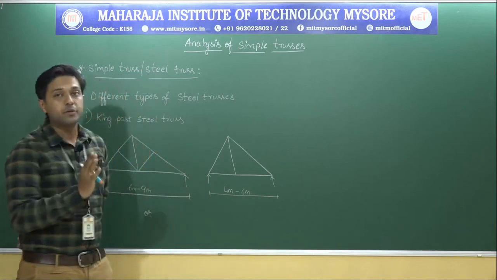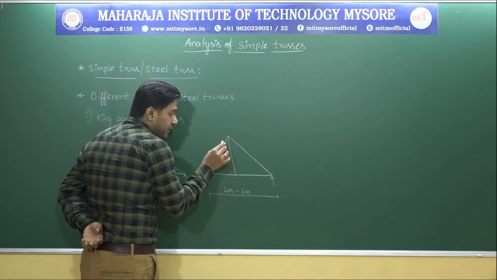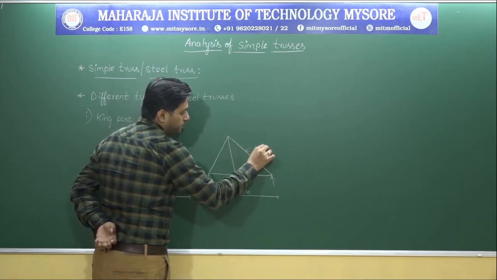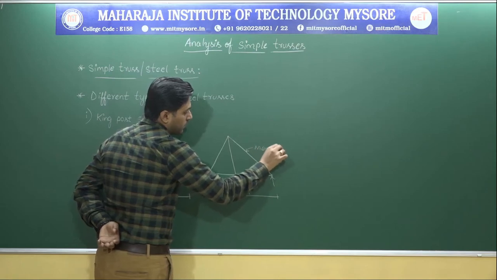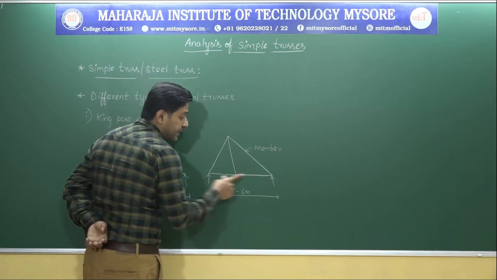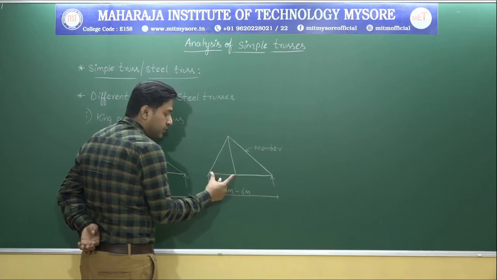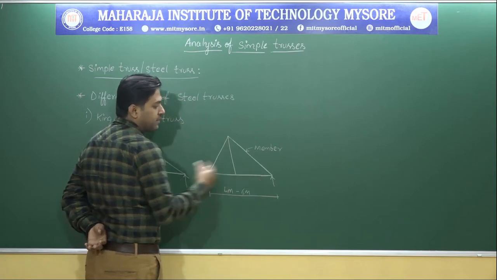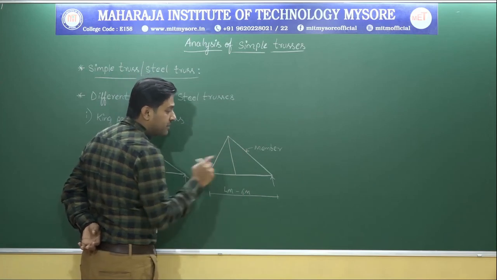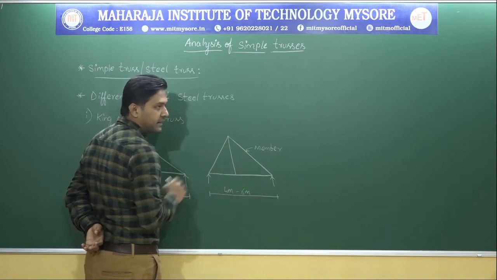Now, I want you people to understand one thing. Wherever the members are meeting, we call these members. Observe this and this. Don't consider this entire thing as a single member. Where one more member is coming and joining with that, you need to consider this as one member, this as another member. Totally how many members are there? 1, 2, 3, 4, 5 members are there.